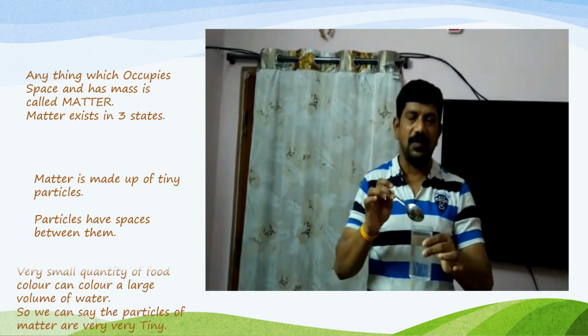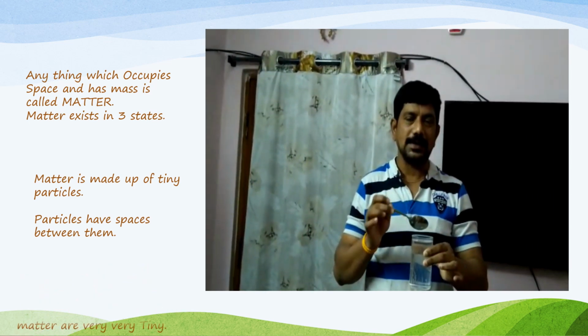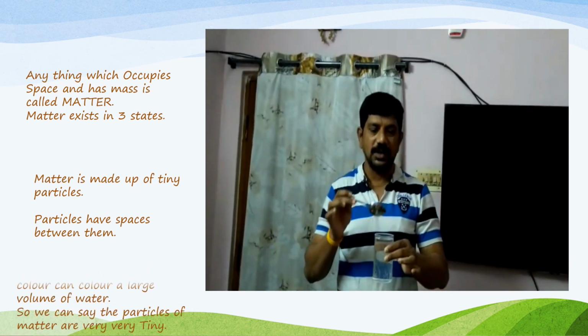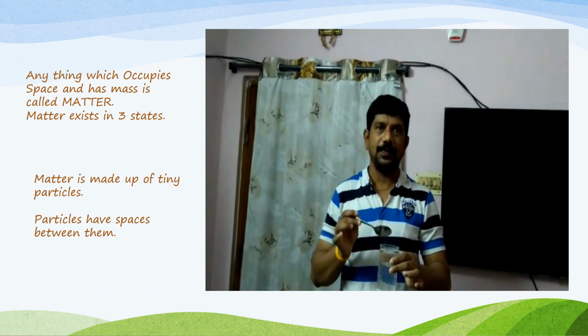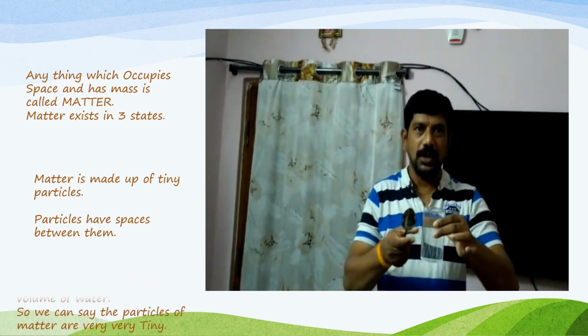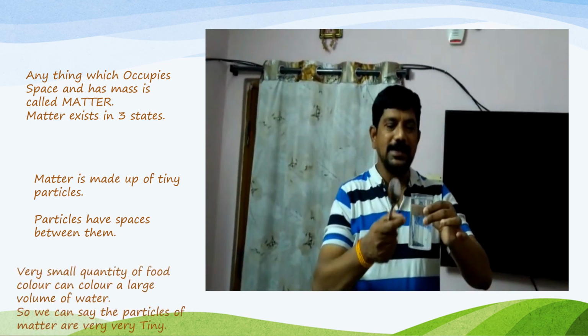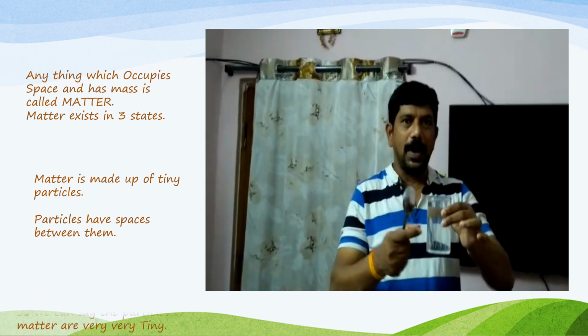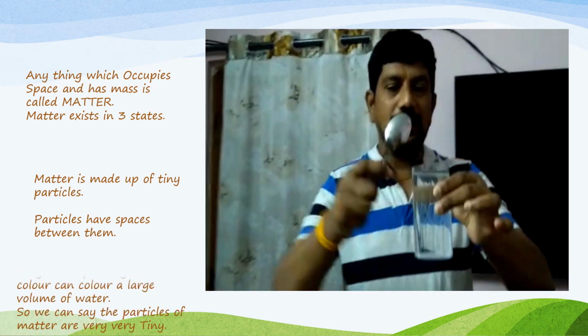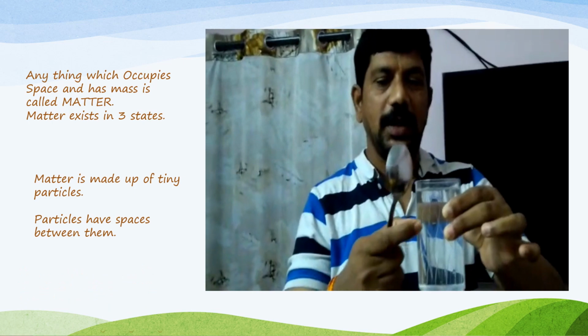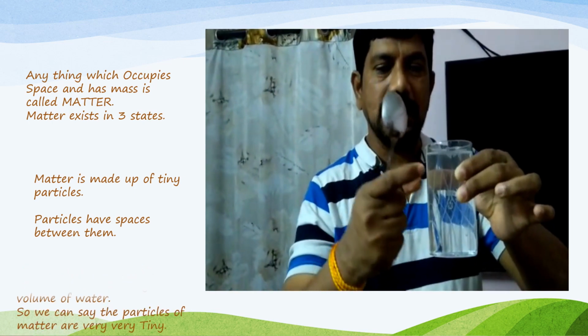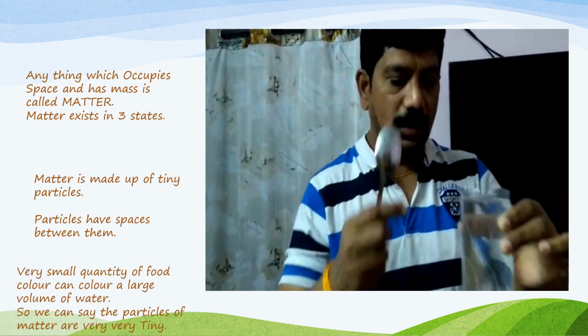Salt is made up of tiny particles which are not visible to our naked eye. Why is the salt dissolved in it? Because there is a gap between the particles of the water. Within that gap only, the salt particles completely occupy. Are you clear about that one?